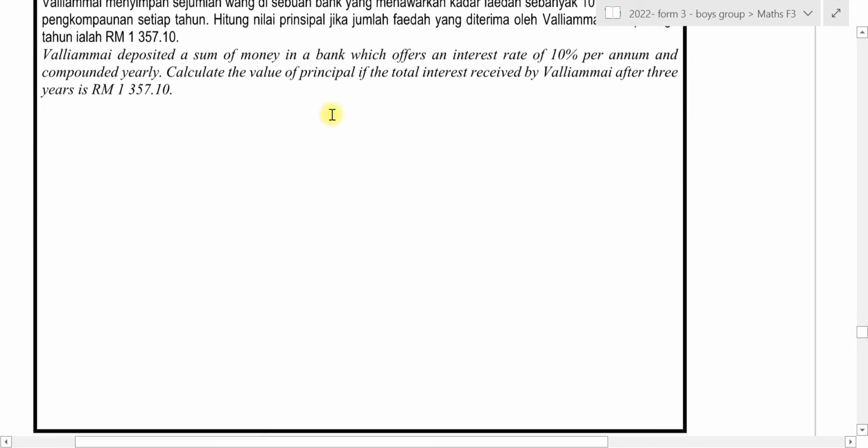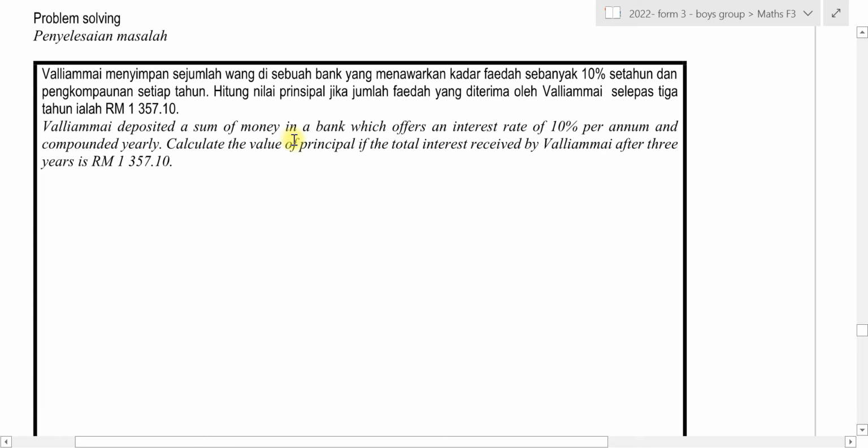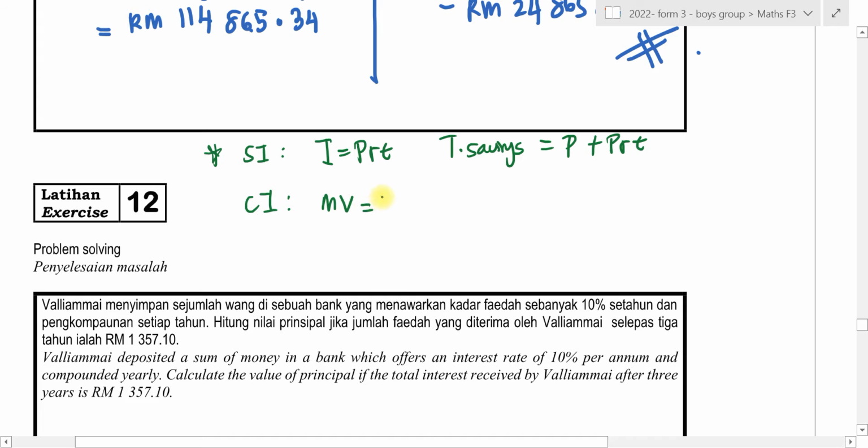Okay. Watch out for these questions. Waliame deposits a sum of money in a bank. Before that, please take note. For simple interest, you have the formula I equal to PRT and the total savings is equal to P plus PRT. The P is the money you deposit earlier, the money you saved earlier. For compound interest, remember that we are calculating for matured value. Matured value is actually total savings.